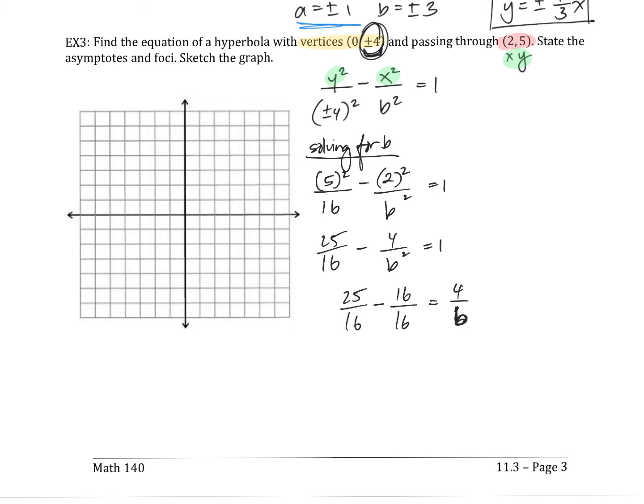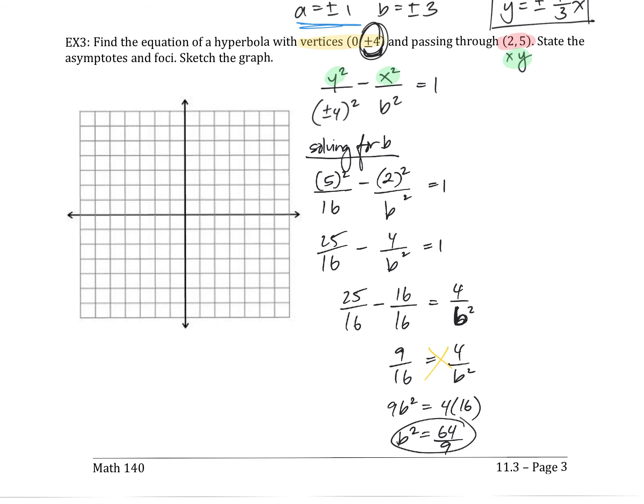Oops, that's a b squared. Subtracting those two, we get 9 over 16 equals 4 over b squared. Go ahead, cross multiply for solving, and then we'll get 9b squared equals 4 times 16. I'm just going to leave that for now. Dividing both sides by 9, I'll end up with b squared equals 64 divided by 9.